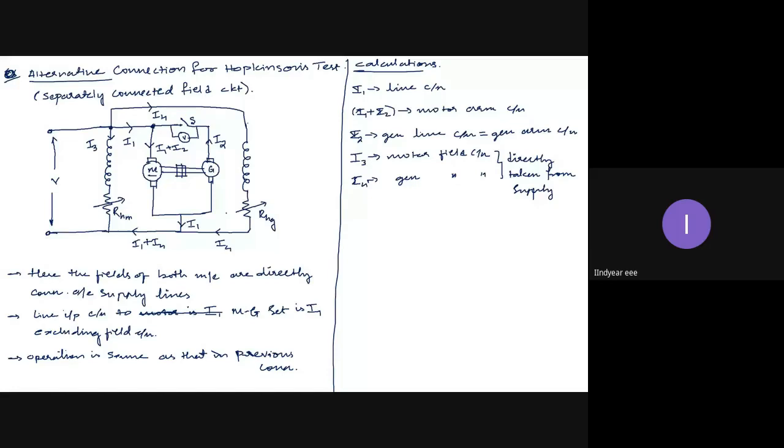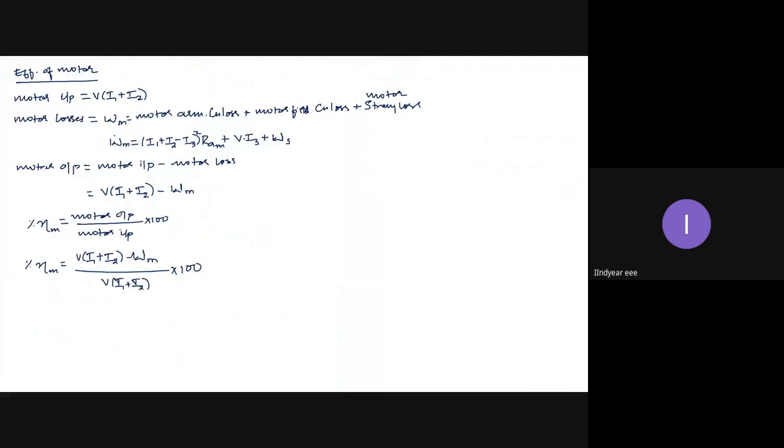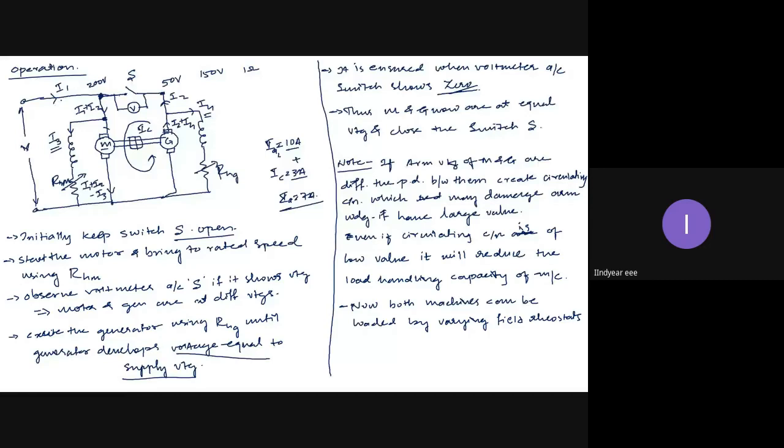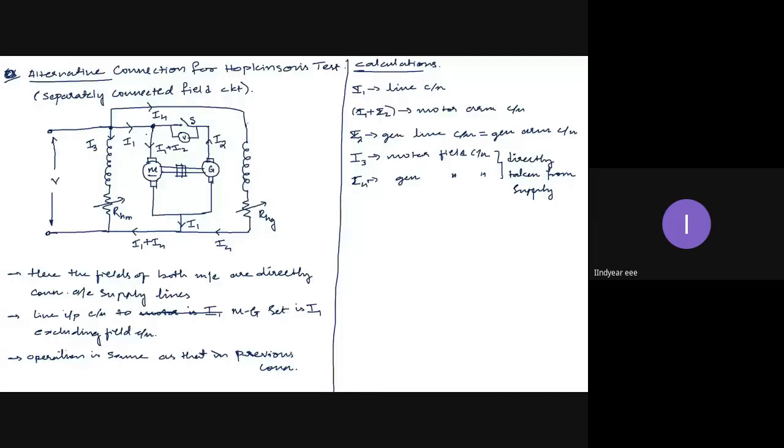I3 is not part of I1. In the previous connection, observe, I3 was part of I1. But in this connection, I3 and I4 are not part of I1. So I1 is the line current after the field currents have been supplied directly from the source. Therefore, I need not deduct the field copper losses of both machines from the total losses drawn from the input line current. That is important here.